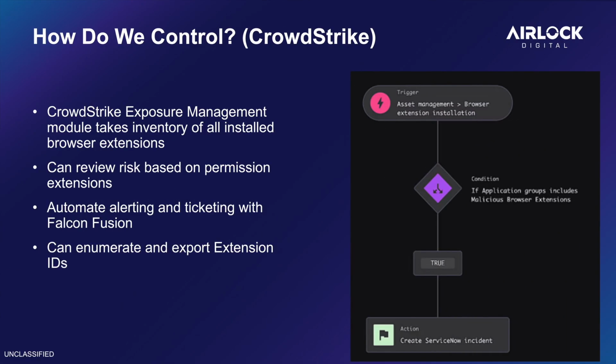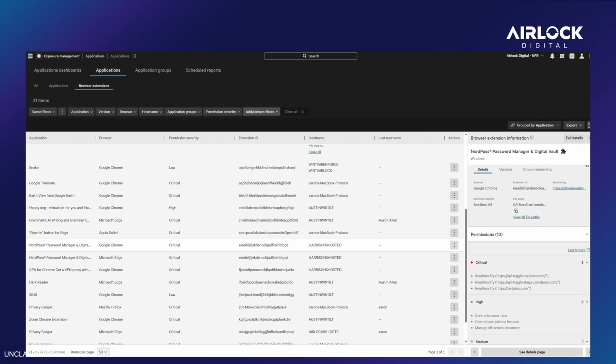Many of you today will have CrowdStrike exposure management, and the great thing is it's already taking inventory of all of your browser extensions out there. So if you have it, it's worth having a look at what you have installed. And one of the really cool things about this is you can review risk based on the permissions that the extensions actually request. And you can really quantify if you have an issue or not. It looks like this. As you can see in that list, there are some unsavory extensions there. There's like Happy Dog, which is a virtual pet, and many other things that we probably don't want in the enterprise.